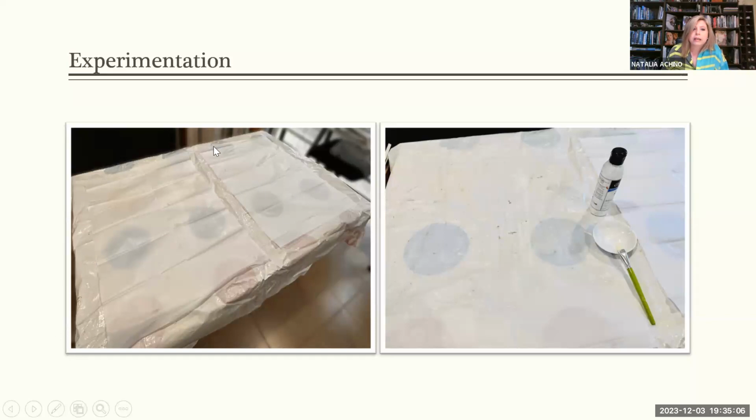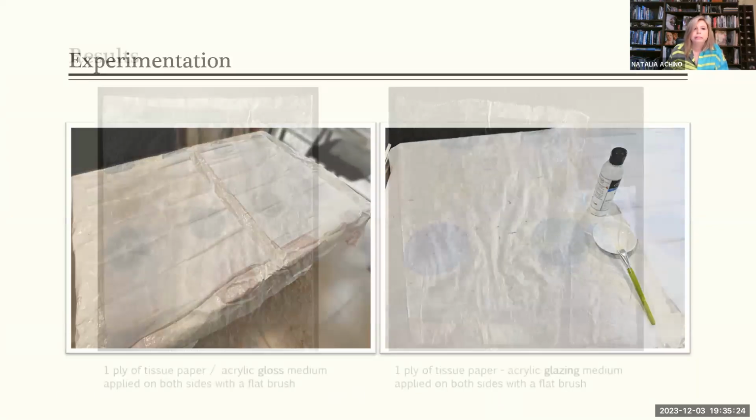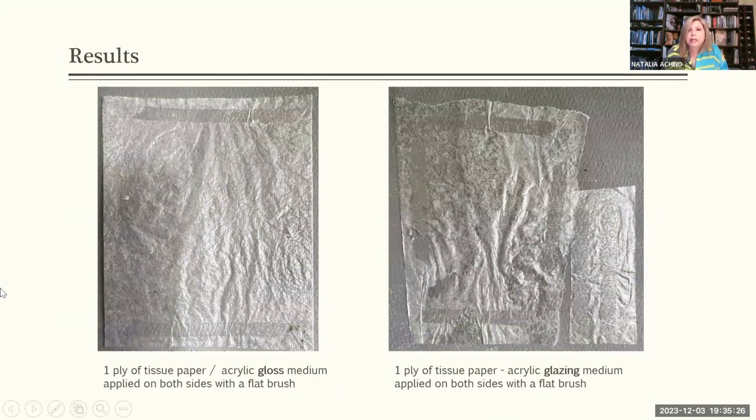Here you can see the tissue paper is quite large, and I apply the glazing medium, and look at the effect. The paper really disappears when you apply that one. So it is wet. You need to let it dry. The results of these experiments.